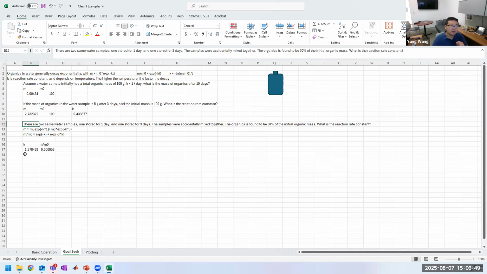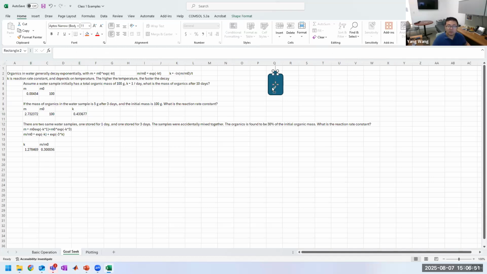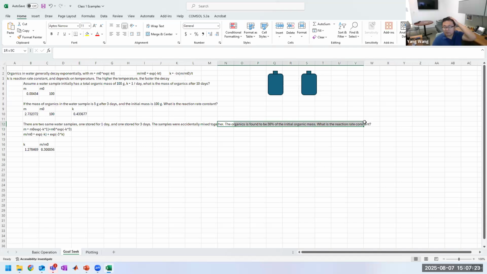Okay, so let's say that there are 2 same water samples, and one is stored for 1 day and the other stored for 3 days. We're trying to let it decay, and then the samples were accidentally mixed together. It could be that from some operation, we thought they were stored for the same time and we mixed them together, and now you realize that they have different properties. So the organics is found to be 30% of the initial organic mass. What is the reaction rate constant?